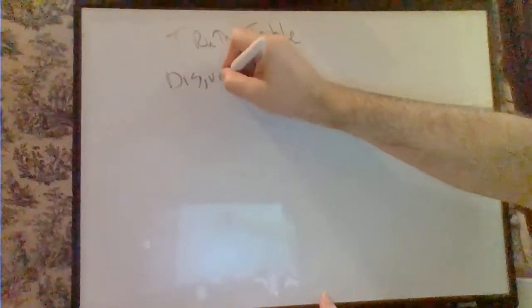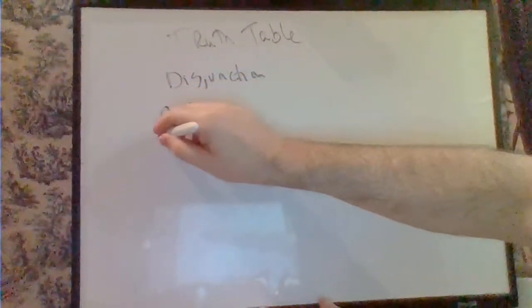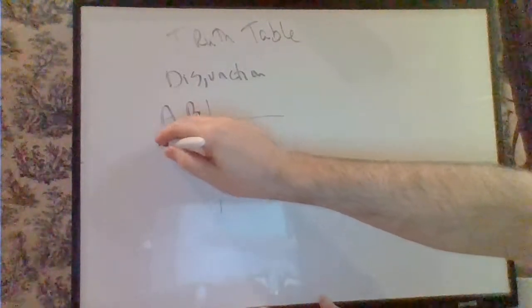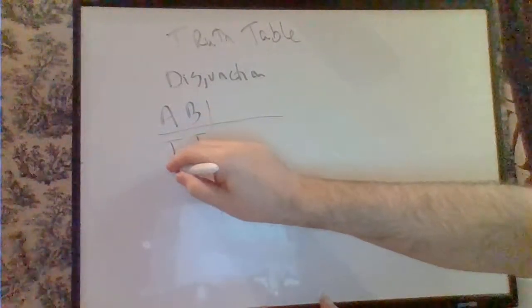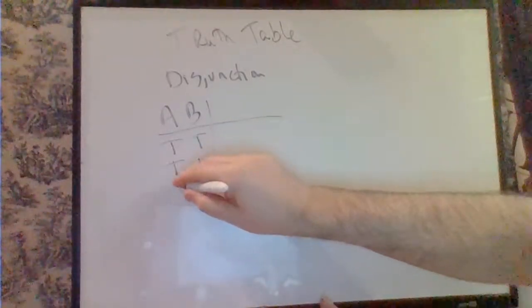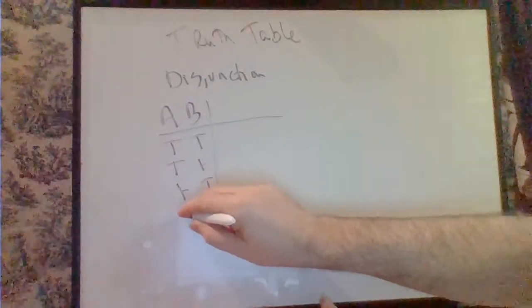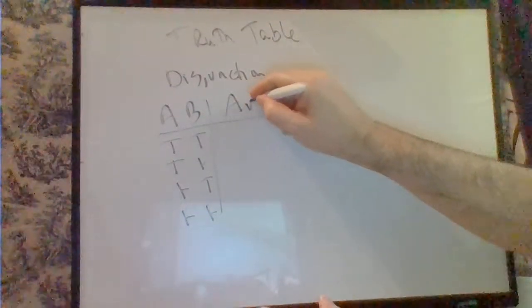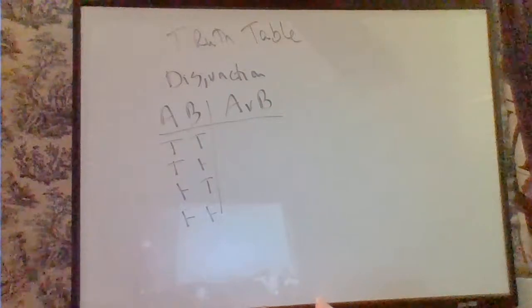Next, we have what's called disjunction. And again, with disjunction, the either or, it's going to be 2 things joined together. So our 2 placeholders here, A and B. So there's 4 possible worlds. A and B could both be true. A could be true, B could be false. A could be false, B could be true. A and B could both be false. This time it's the disjunction, one or the other, A or B.